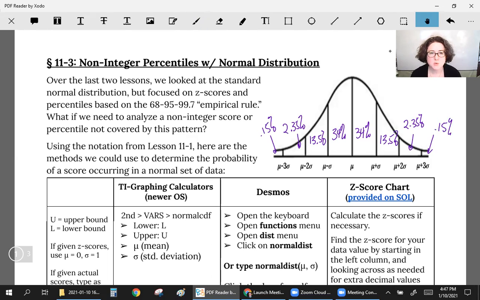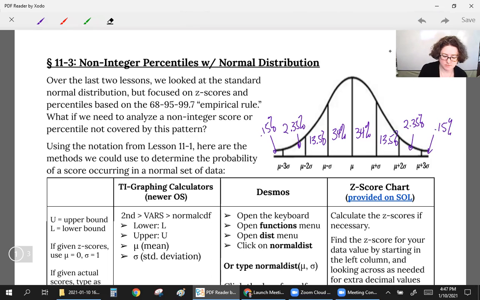But if we're looking at scores that don't hit at quite as nice places, so if we had a value that hit somewhere in the middle, but not exactly, how do we figure out the percent probability of a data point occurring below or above that location? And so that's what we're looking at today.